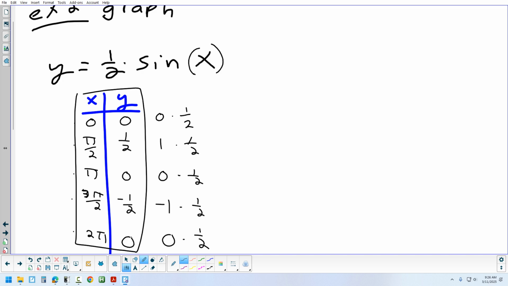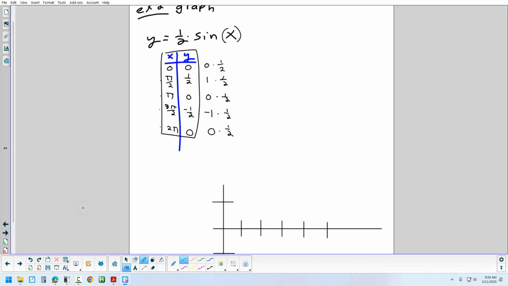Okay, be sure you copy the right table. If you accidentally did the 1, 0, -1, 0, 1, then you're going to get all the y's wrong. And you'll probably get your graph wrong. All right. Questions on the table?